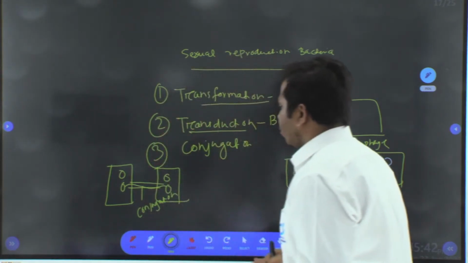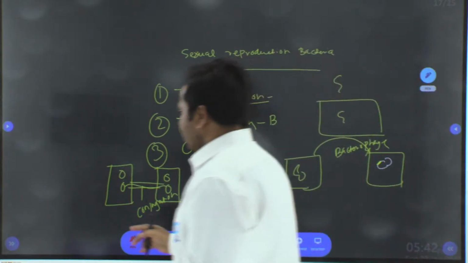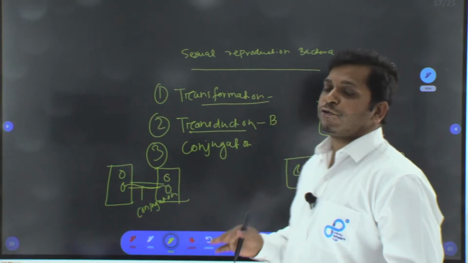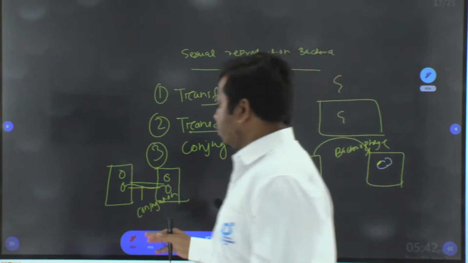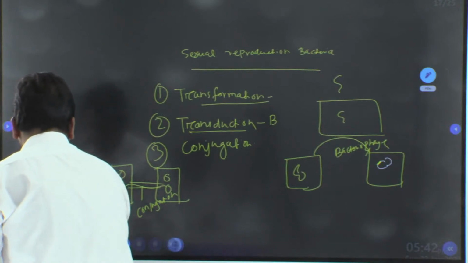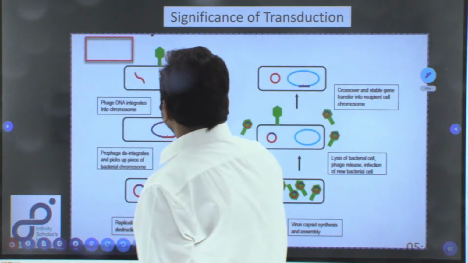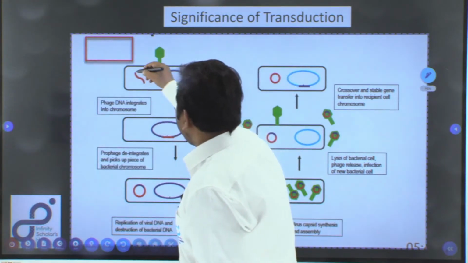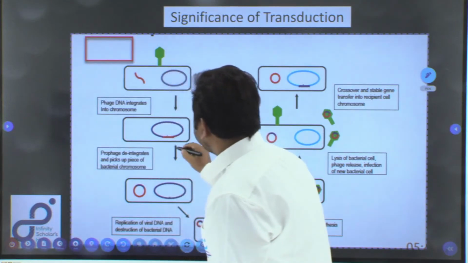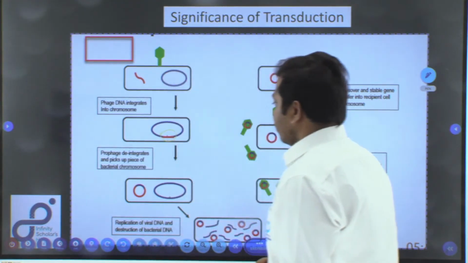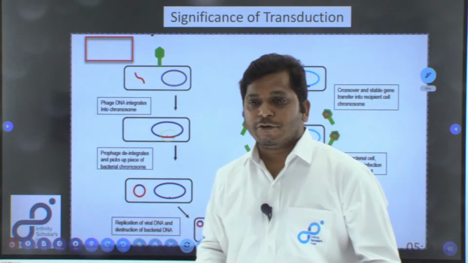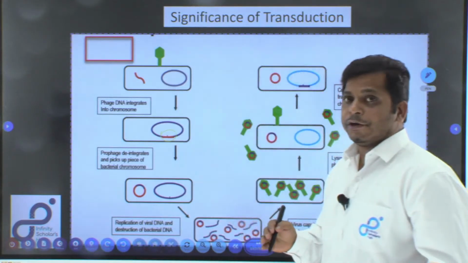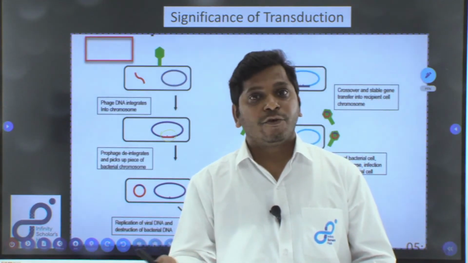So there are three modes of gene transfer in bacteria. Now we are going to discuss how the bacteriophage helps to transfer DNA from one bacteria to the other bacteria. As I told you, during the lysogenic cycle, as soon as the phage DNA comes inside, it integrates into the bacterial genome. Suppose a stress comes up. During that stress, I told you that the viral DNA is going to be excised.